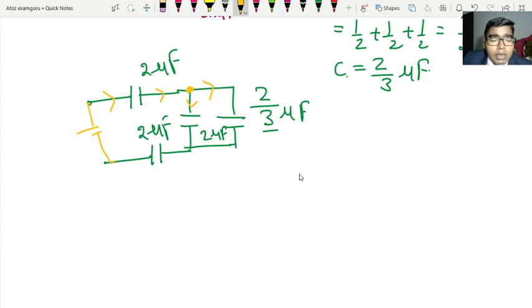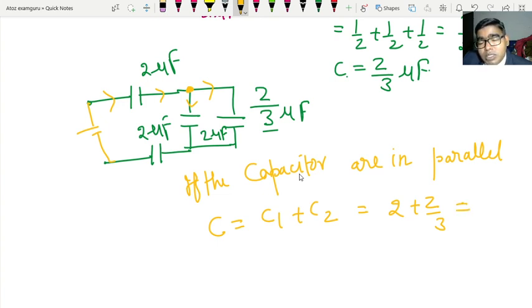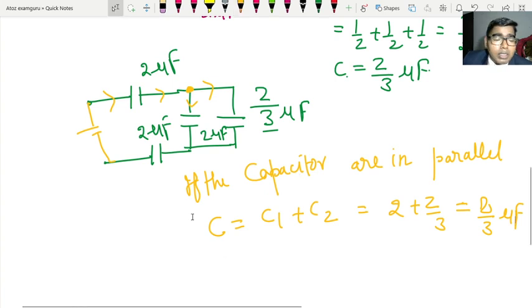And if the capacitors are in parallel, what will happen? C equals C1 plus C2. It means 2 plus 2 by 3. 3 twos are 6, 6 plus 2 is 8. It means 8 by 3 microfarad. And now by simplifying, the diagram will be reduced like this.